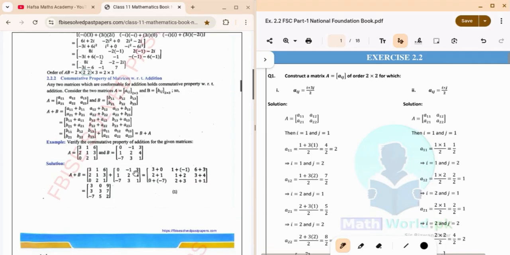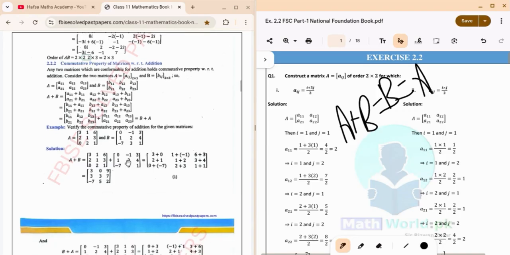Again, you should just know that these questions will either come in long or in short, where they'll just give you the law and say prove that A plus B is equal to B plus A. Or they'll say prove the commutative property with these two matrices. They'll give you an A matrix, they'll give you a B matrix. That's what's going to come in the question, and you just have to solve the left hand side, then the right hand side, and compare them both.